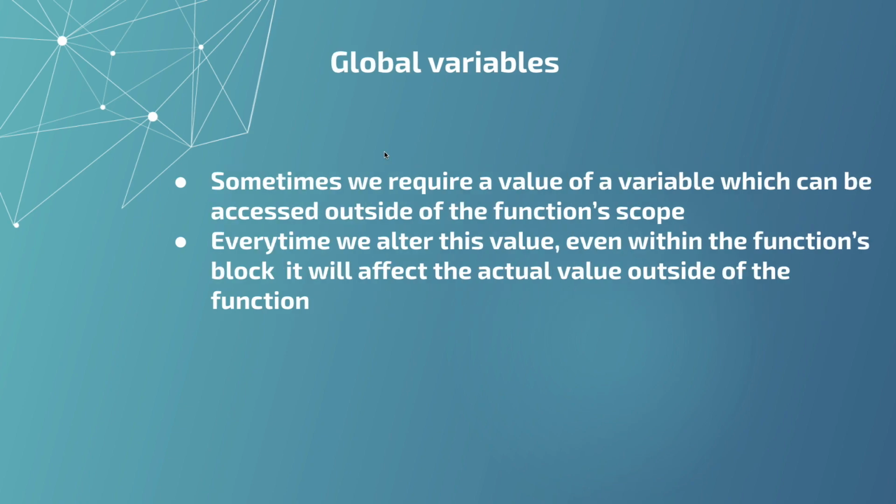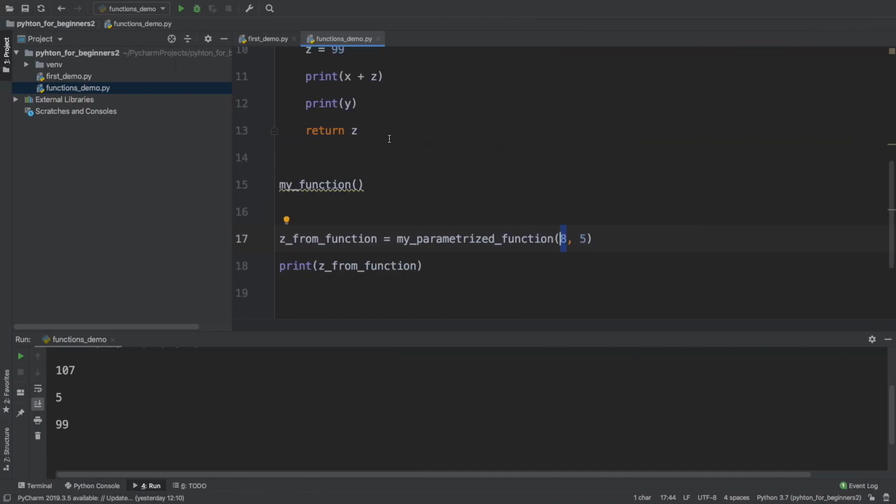A global variable is something that we require sometimes, and we want to change the value within a function or outside of the function. Let's say in our scope, in the file that we've just created, if we declare a variable outside of a function, we could access it from within the function and we might alter its value. Let's have a look at the global variable.